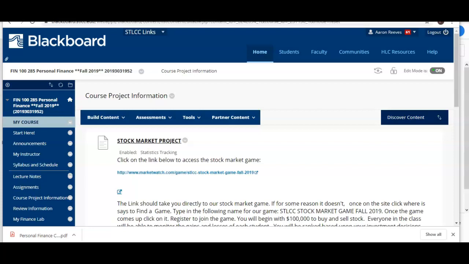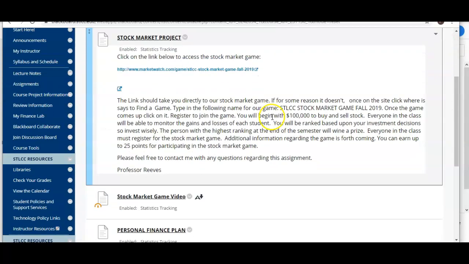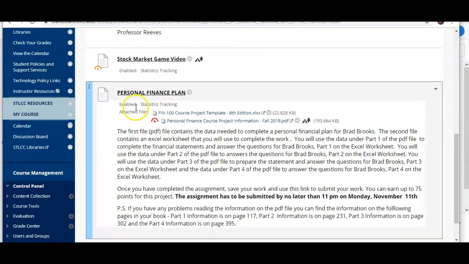So once you log on to the Blackboard site, you go to our class, click on the link where it says course project information, and you'll scroll down to the section where it says personal finance plan. So this gives you information about the actual personal finance plan, but you have two files here. One is the Excel file you're going to use to complete the actual project. The other is a PDF file with the information for the course project.